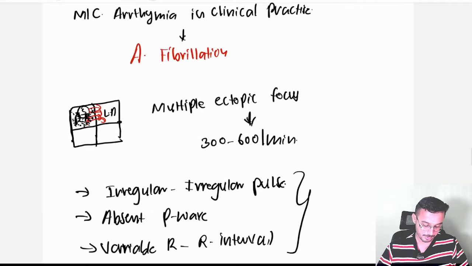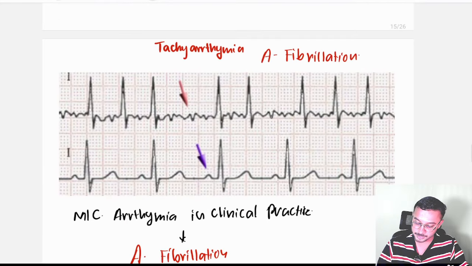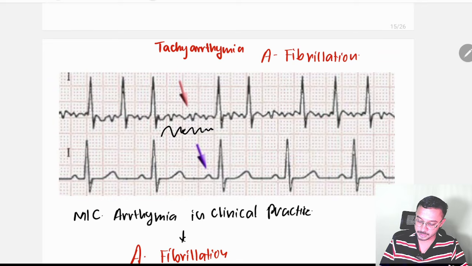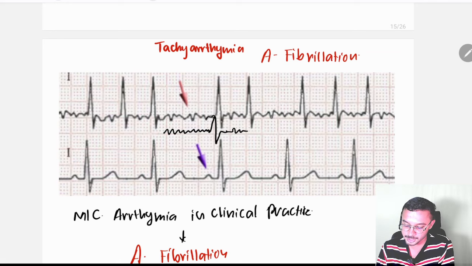When you look at the ECG over here, see these are fibrillatory waves. See how the waves are coming like this, fibrillation waves. The QRS is completely fine, but you are not able to differentiate the P wave. Look at this condition, the P wave is not coming at all, absent P wave.